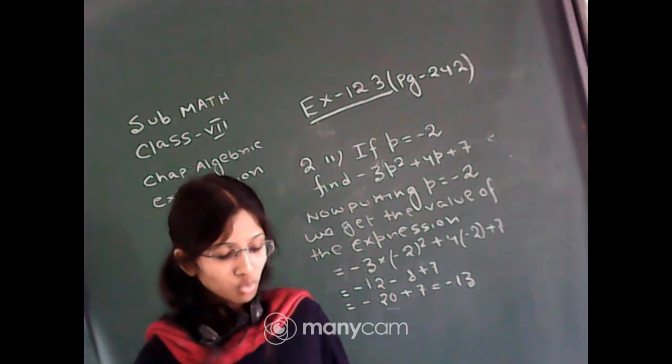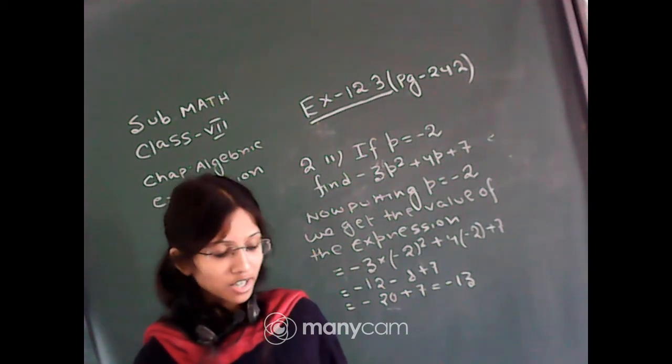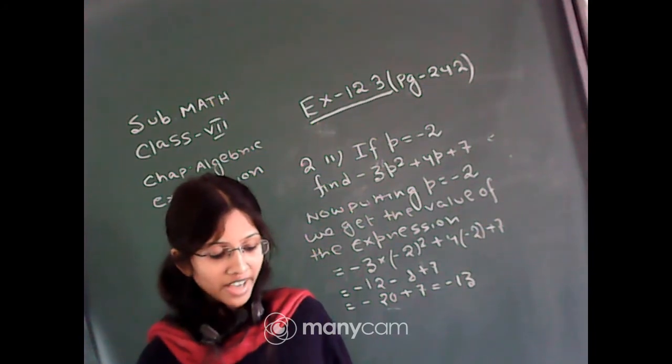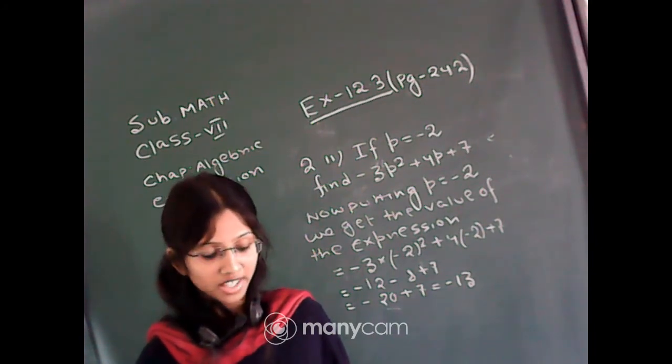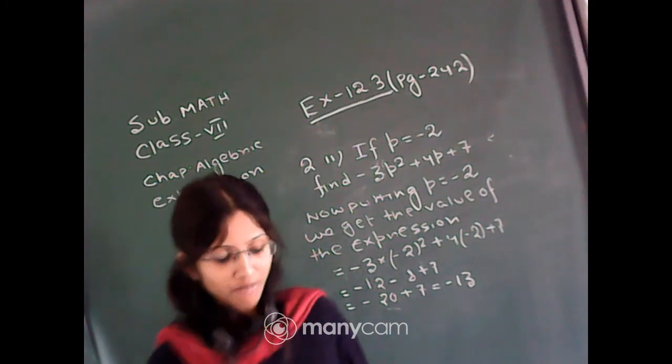Next question 2-3. If p is equal to minus 2, then find the value of the expression minus 2p cube minus 3p square plus 4p plus 7.